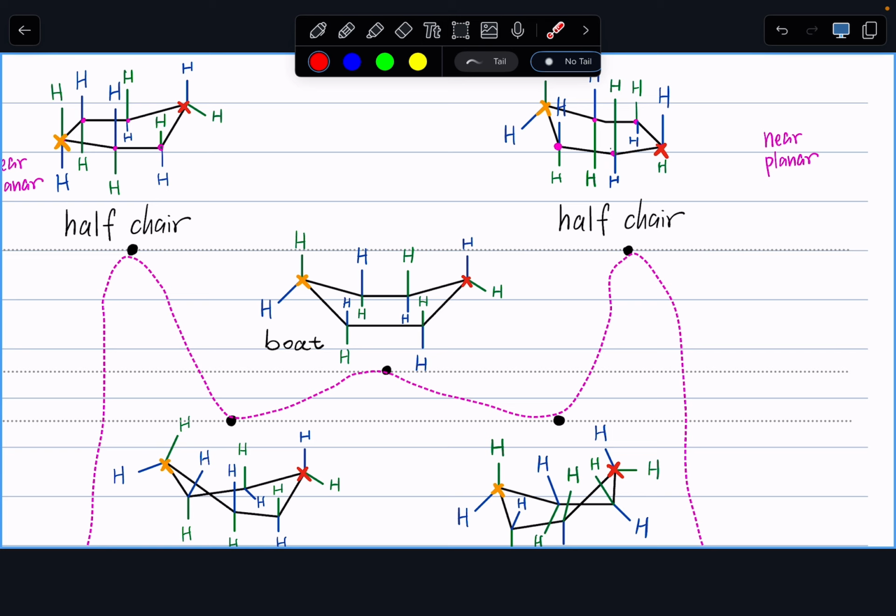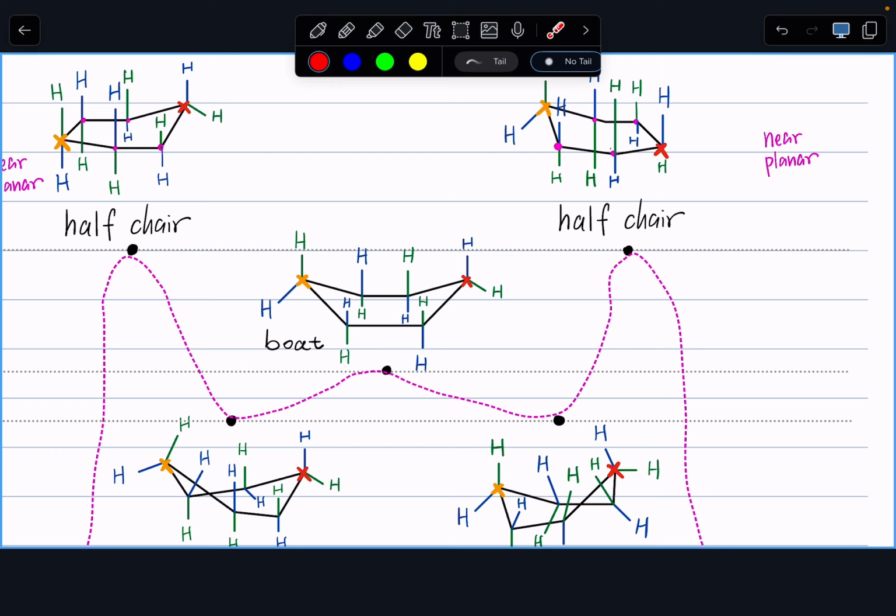So you see the difference between the two chair conformations is switching all of my equatorial positions with all of my axial positions. So in this case, we started from my white one being my axial hydrogen. And then throughout the ring flip, we're forcing it to change to the green one being the axial position. So that's the most important take-home message.